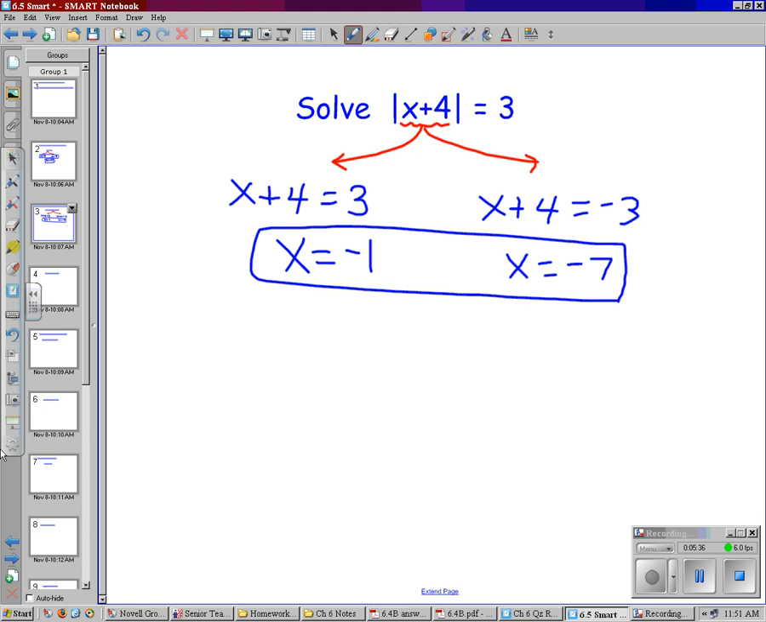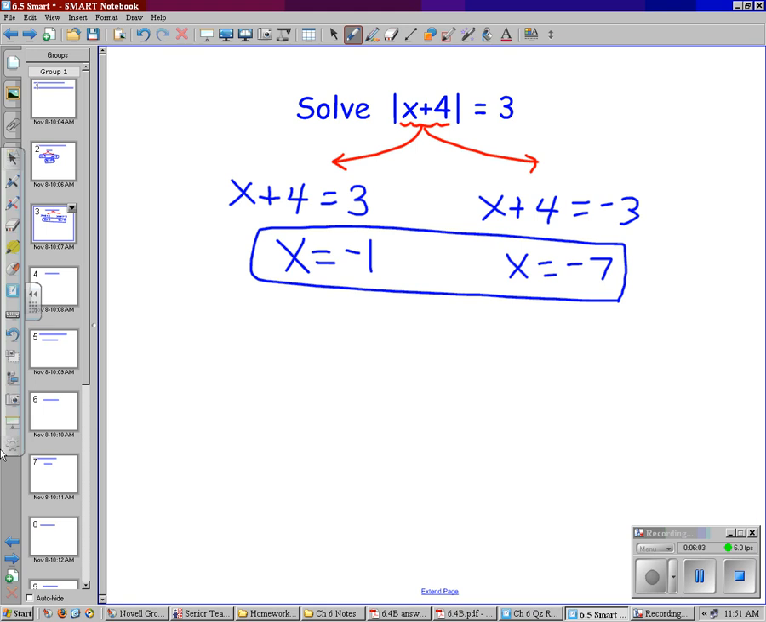Put a -1 back into the original. -1 plus 4, class is? 3. Absolute value of 3? Cool. Let's put in a -7. -7 plus 4. Absolute value of a -3? +3. Please note these absolute value bars are an operation.